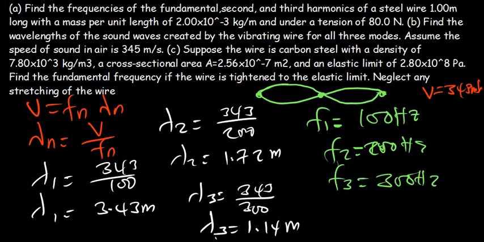So this is the wavelength. The first one is that, the second one, and the third one. And this is making sense. If the frequency is less, we expect the wavelength to increase, because the frequency and the wavelength, they are inversely proportional to each other.